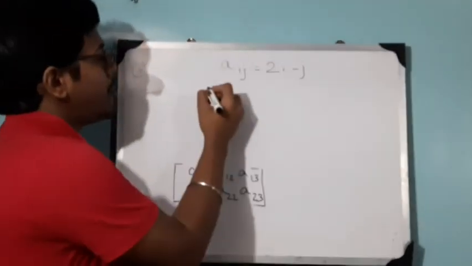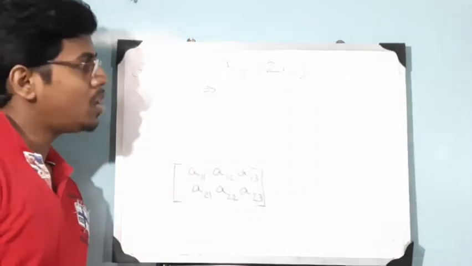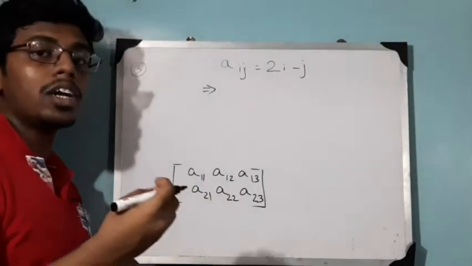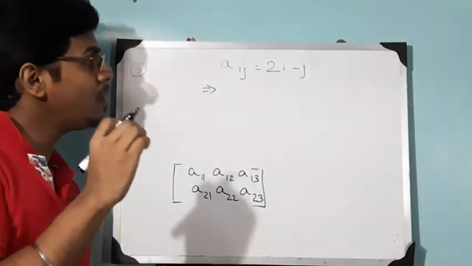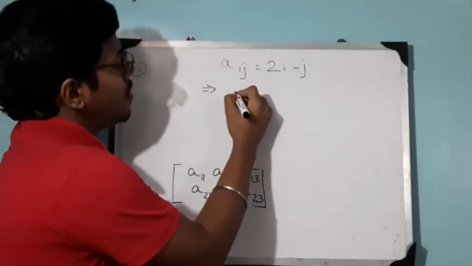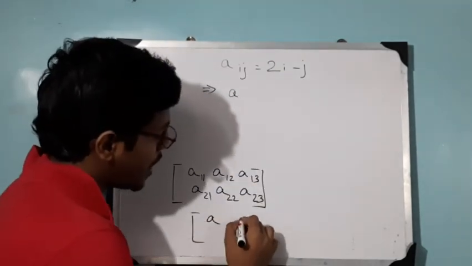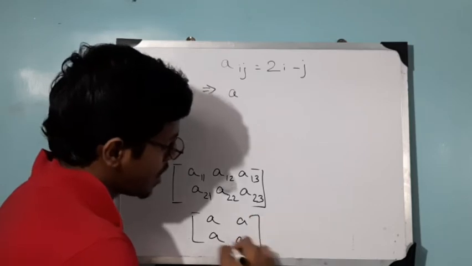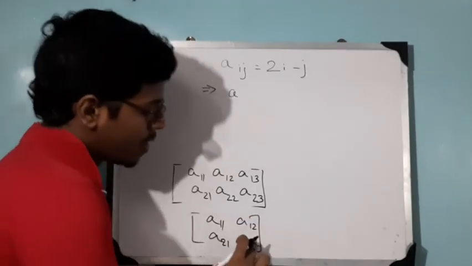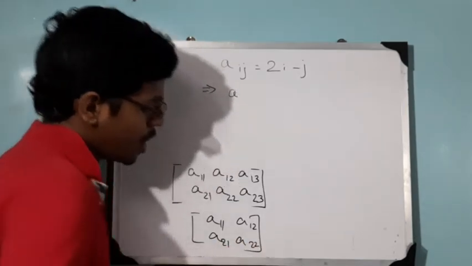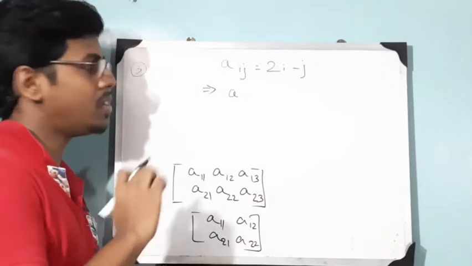Now we'll get back to this question. Here it was told to find a 2 into 2 matrix, which means the total number of elements will be 4. So 4 elements means there are A 1 1, 1 2, 2 1, 2 2. We have to find only these 4 numbers and you will get the answer of this question.